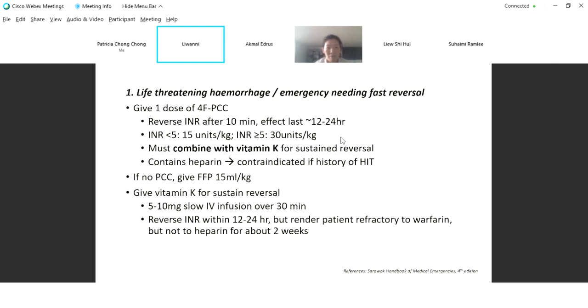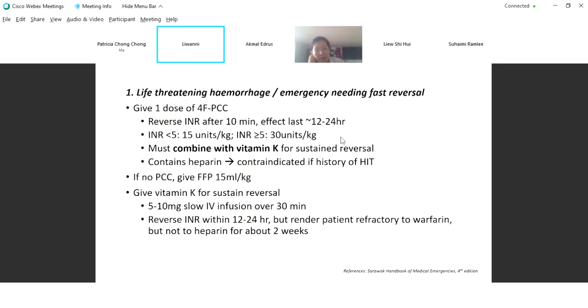Okay, so the first condition is life-threatening hemorrhage or emergency needing fast reversal. So if the patient presents with this, we have to give 1 dose of 4-factor prothrombin complex concentrate. This PCC can reverse INR after 10 minutes, and the effect lasts between 12 to 24 hours. If the INR of the patient is less than 5, then 15 units of PCC per kg is used. If the INR is 5 or more, 30 units per kg is used.